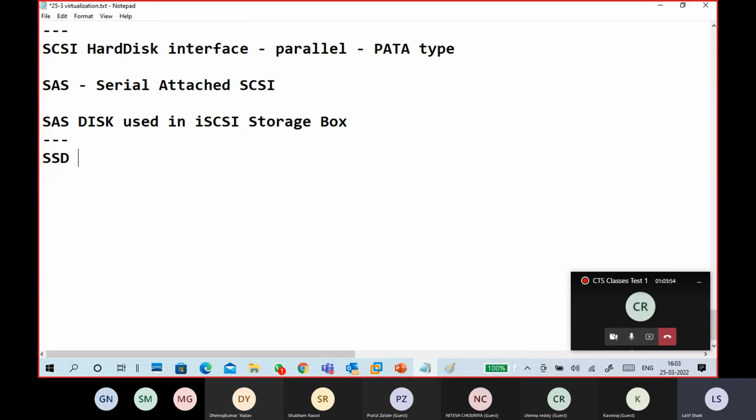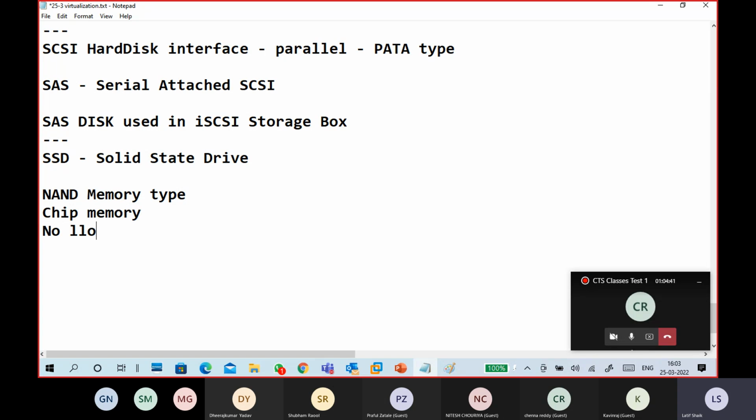Last one is SSD, solid state drive. What is SSD? SSDs are basically very costly, but it is a NAND memory type, like your SD cards and memory cards. NAND memory type means chip memory. A normal hard disk has magnetic platters. Here it is not there. It is just a simple chip memory, and no loose parts.